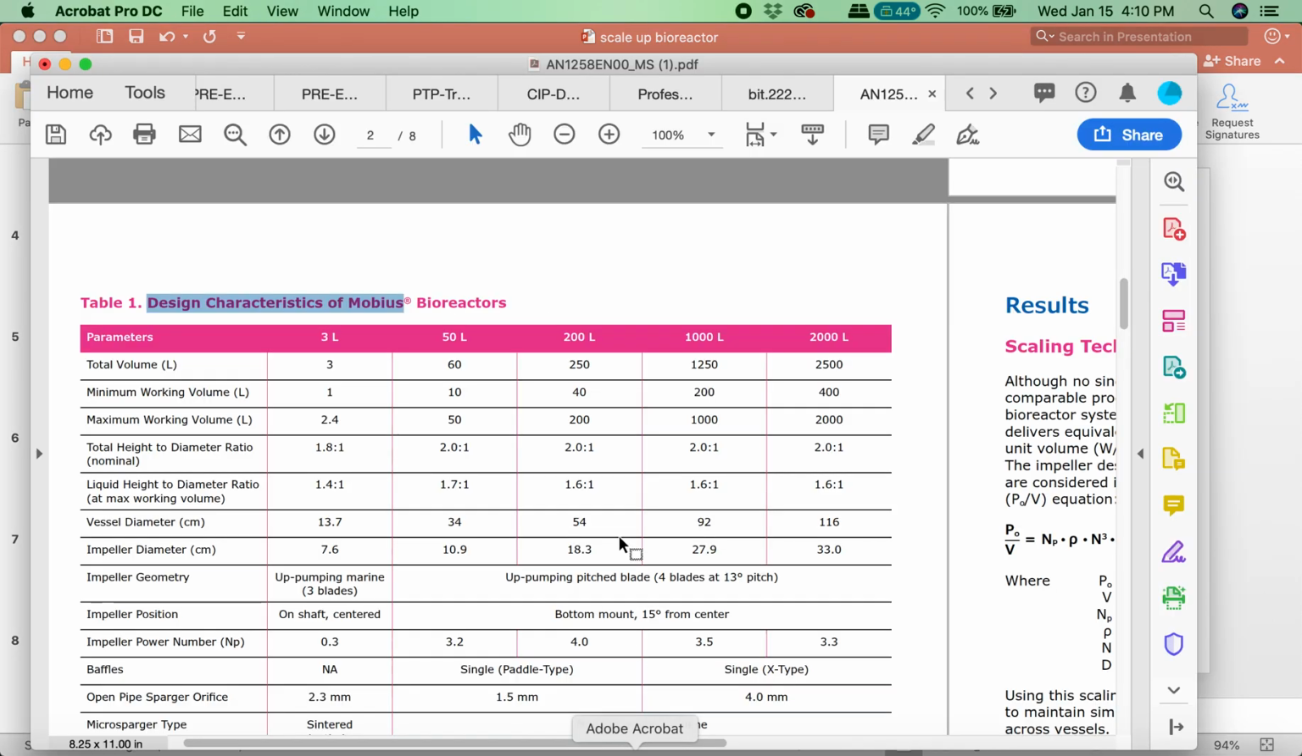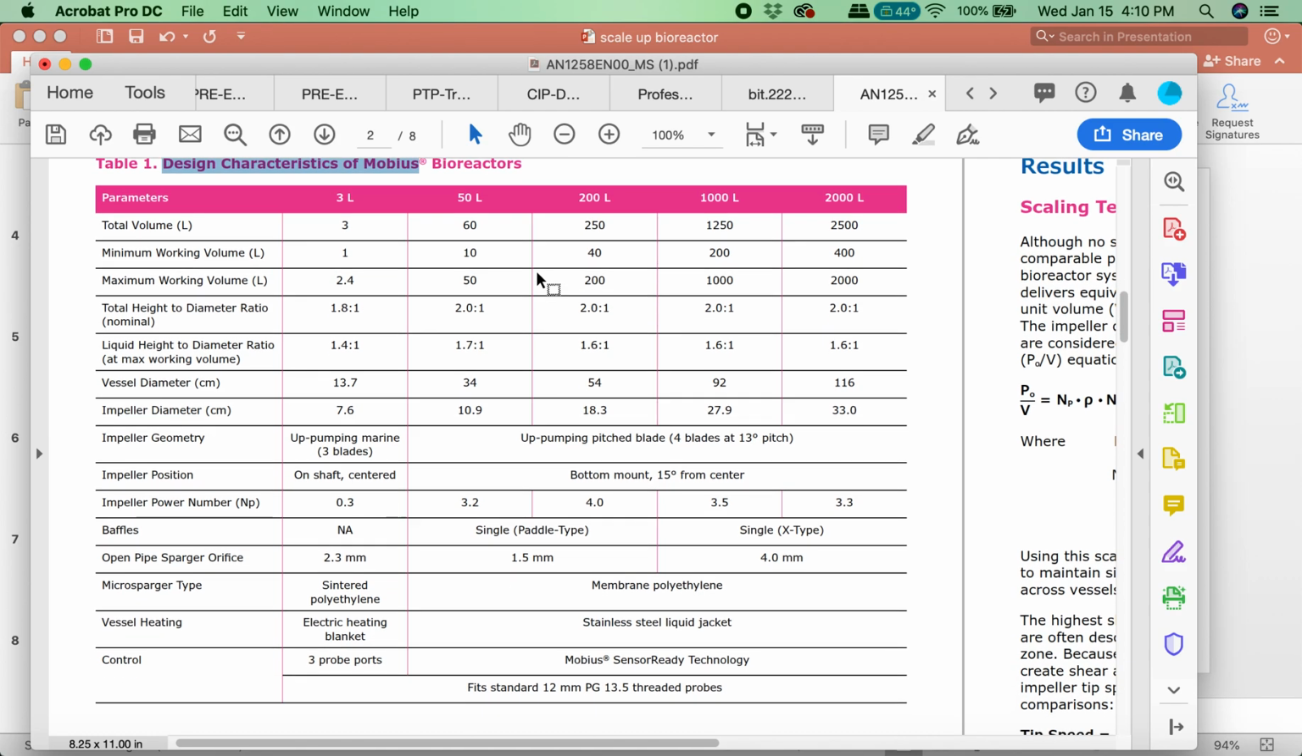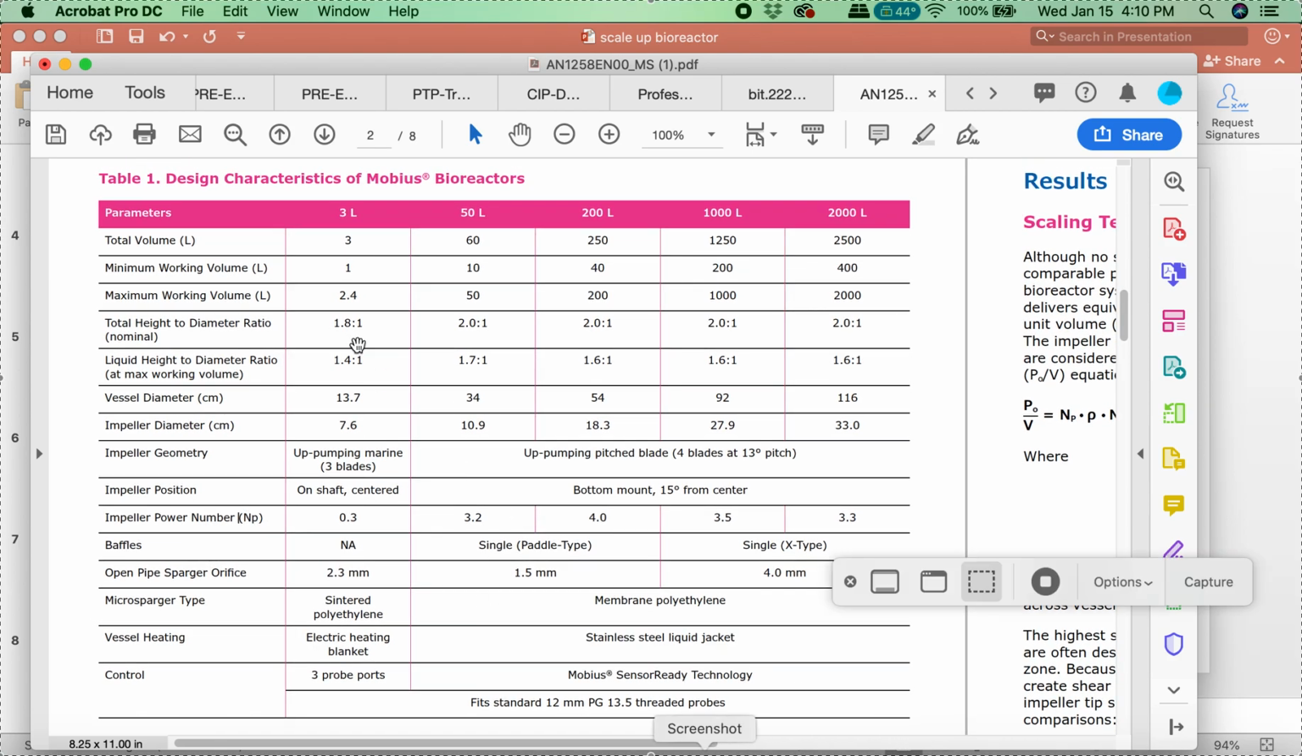So you can say you gathered data or presented design characteristics. I work with different design characteristics of a bioreactor, such as working volume, total height to diameter ratio, liquid height to diameter ratio, vessel diameter in centimeters, impeller diameter, impeller geometry: up pumping pitch blades, four blades at 30-degree pitch, up pumping. This is really important. If you can explain these design characteristics of a bioreactor to an engineer, they'll hire you right away.